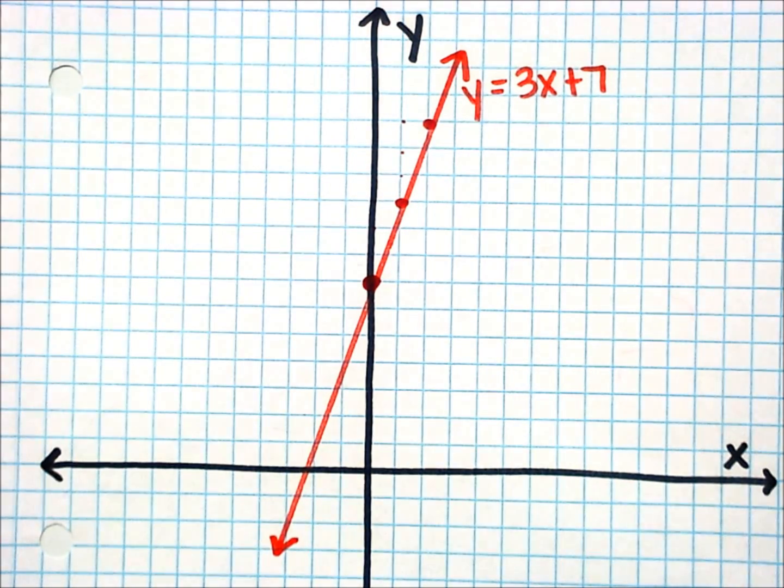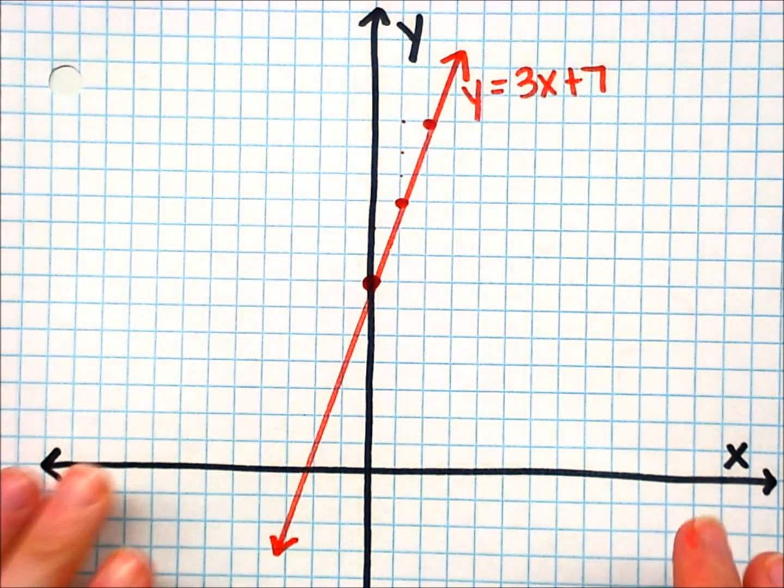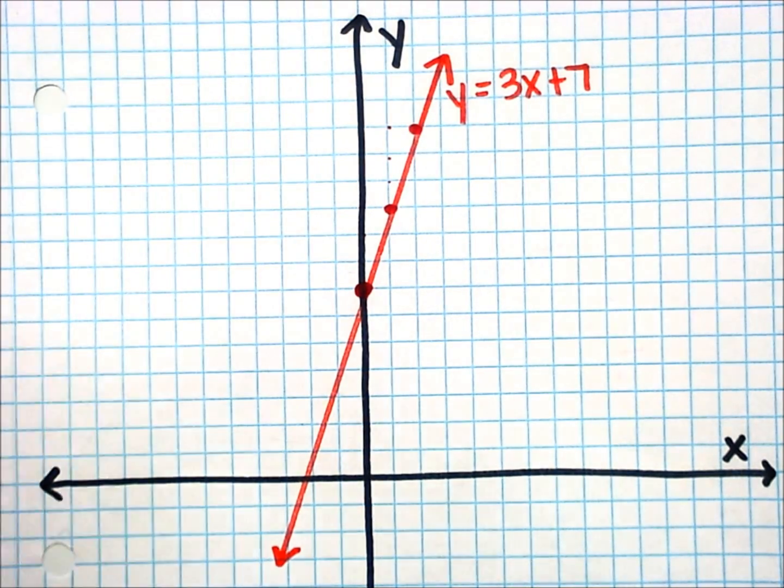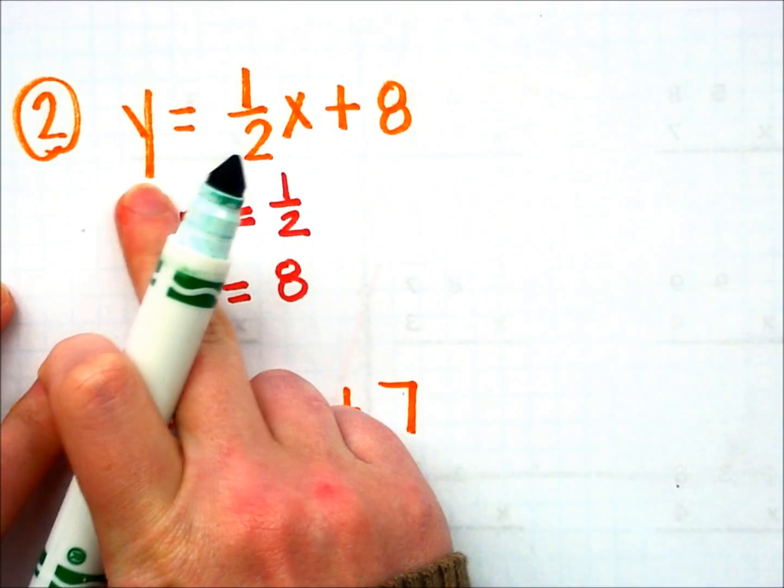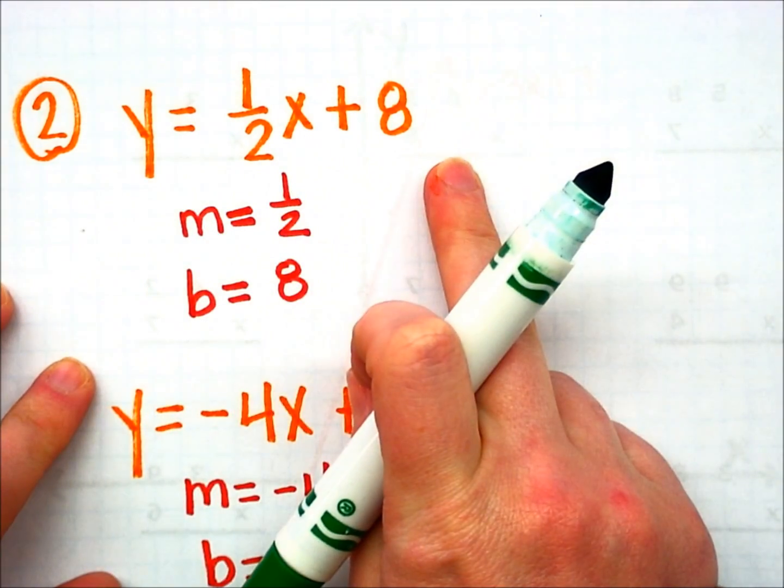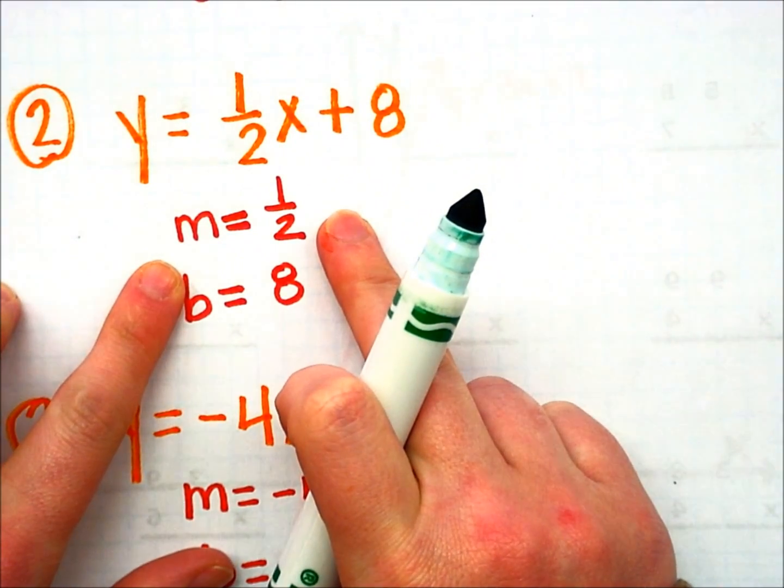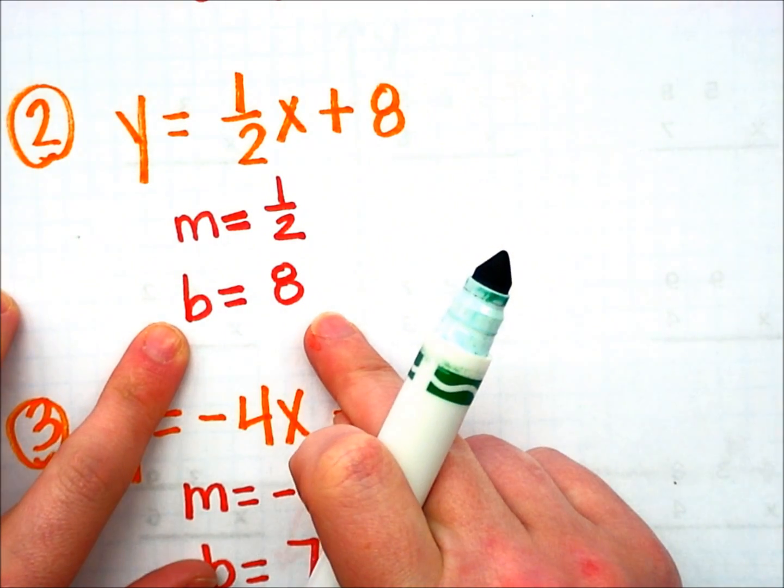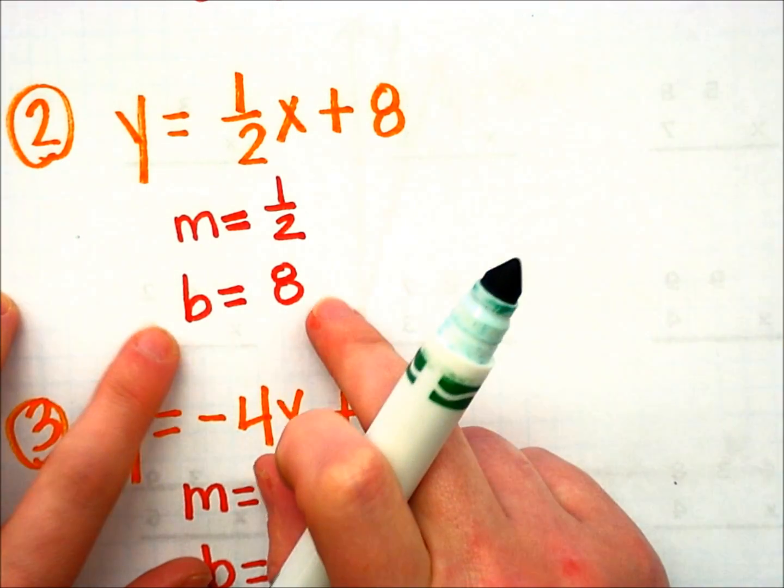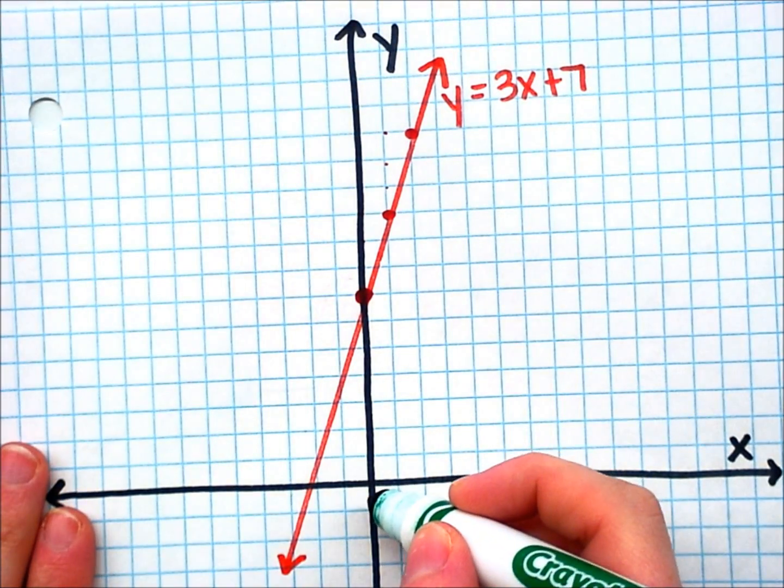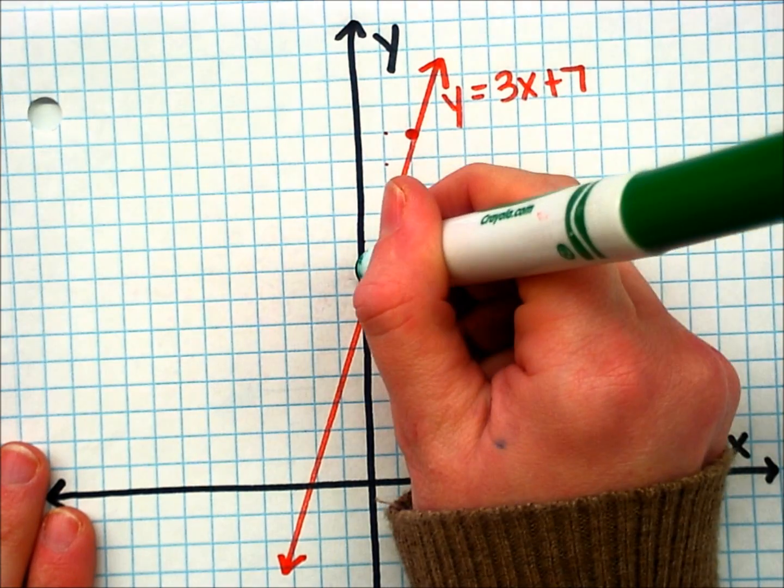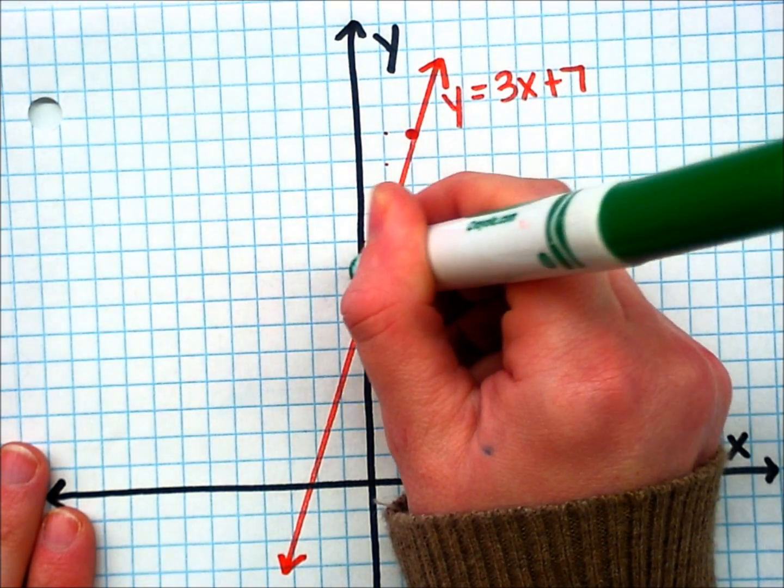Let's do example 2. We'll graph it on the same coordinate grid. In example 2, the equation was y equals 1/2 x plus 8. We said the slope is 1/2 and the y-intercept is 8. I'm going to start with my y-intercept, which is 8, or the point 0, 8. Find that point on your coordinate grid. So it should be right here.